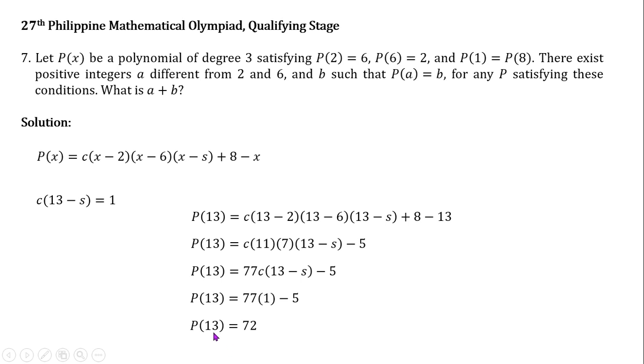If you look at the input, that's the value of x. That's a in the problem, which is different from 2 and 6. And the b that the problem is referring to is 72. So our final answer here is just the sum of these two numbers, a plus b. So the answer is 85.